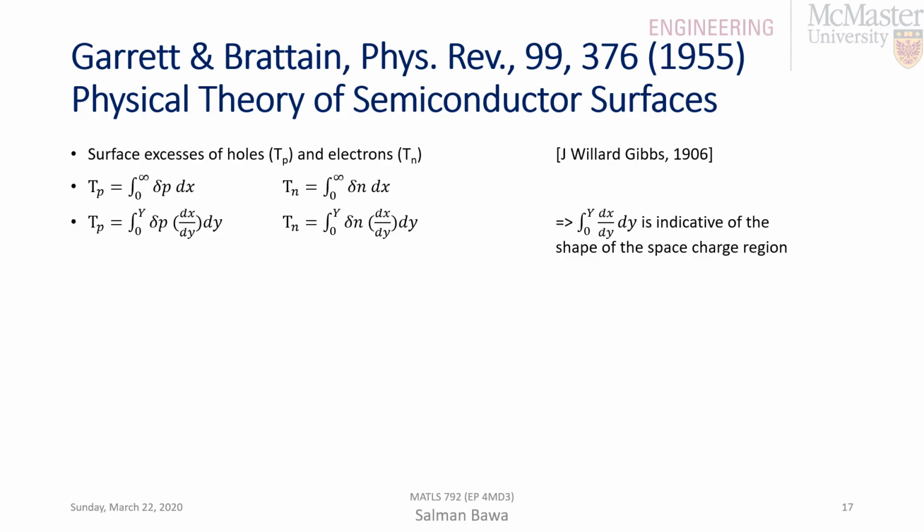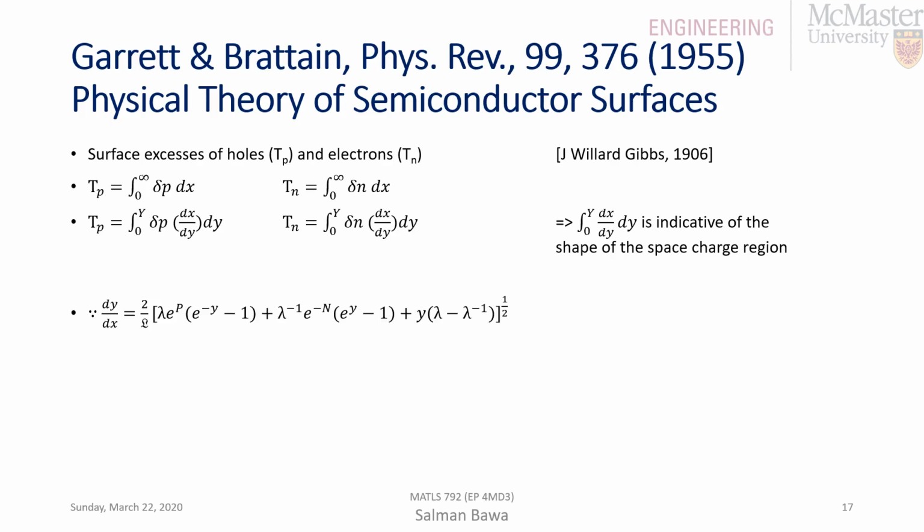In order to make a Gibbs expression for excess holes and electrons finite, Garrett and Brattain had to change dx to dy. And hence the integral of dx by dy with respect to y, which is the potential from 0 to the surface potential capital Y, is indicative of the shape of the space charge region.